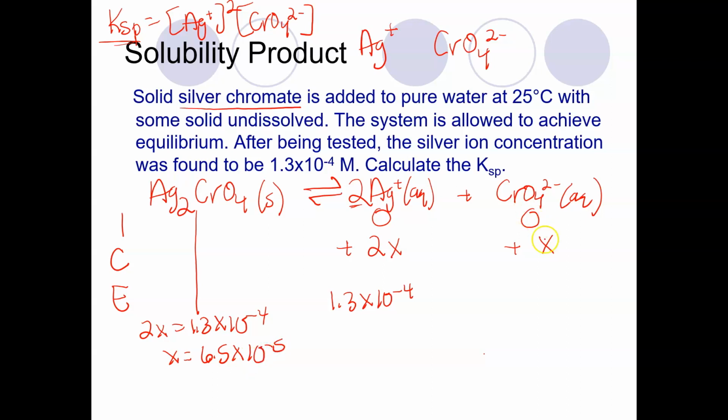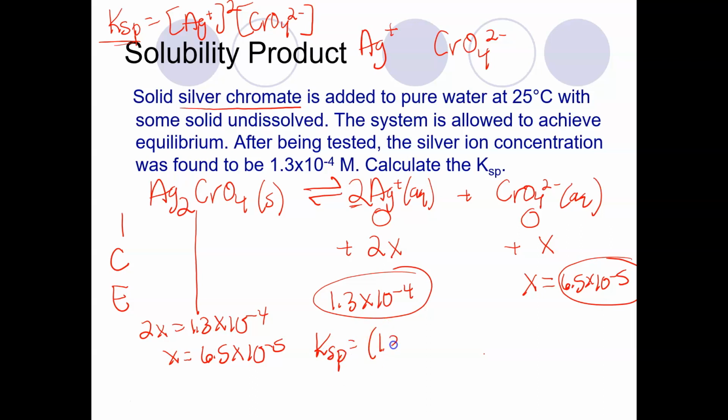Well, chromate is equal to 0 plus x. So I just said, well, x is 6.5 times 10 to the negative fifth. So I now have the equilibrium number for silver and the equilibrium number for chromate. So I'm going to take my Ksp expression, type in 1.3 times 10 to the negative fourth for silver. I'm going to have to square that, times 6.5 times 10 to the negative fifth for chromate. I'm going to grab my calculator, plug that in, and what I get is 1.1 times 10 to the negative 12th.